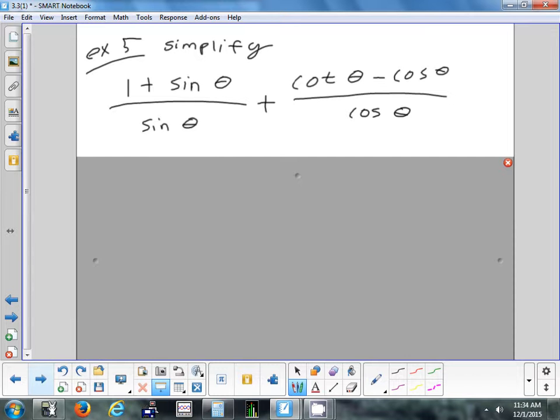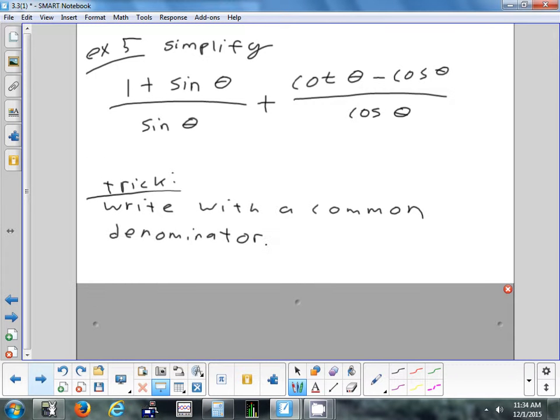When I look at this one, I see 2 separate fractions and I'm trying to add them up. What do we usually do if we want to add 2 fractions together? We have to make sure something is the same. Yeah, the denominator. If you want to add 2 things together that are different, you need a common denominator. And that's the trick here. Find a common denominator. Chances are, if you do that correctly, somehow stuff is going to cancel out.